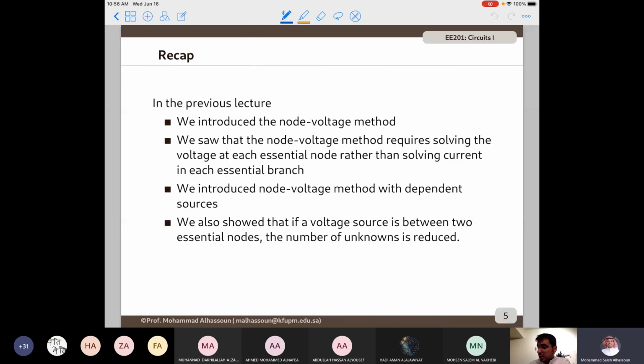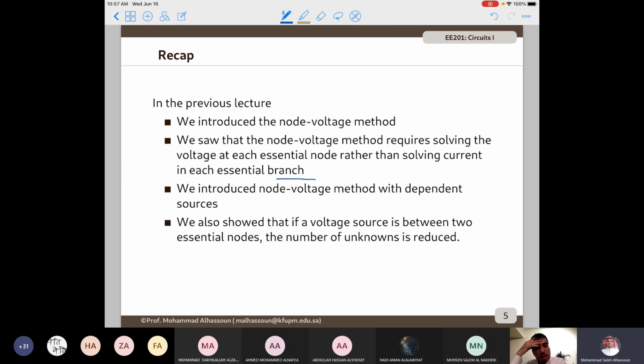Okay. If you recall in the previous lecture, we deep dove into the node-voltage method, and we started with the general case, then we moved to special cases. We saw that for the node-voltage method, we are introducing new intermediate variables, the essential node voltages, rather than solving directly for the current. So we're going to use those essential node voltages to solve for the branch current.